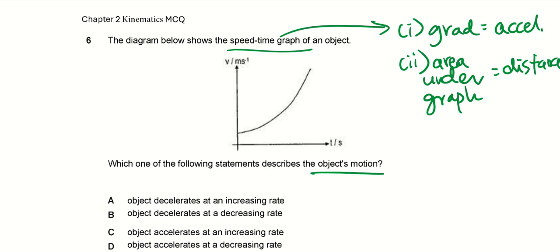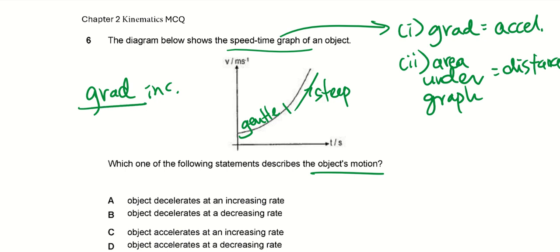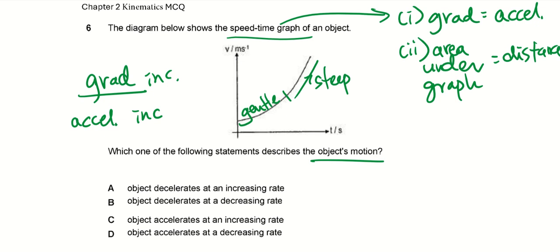Okay, first let us take a look at the gradient. It is from gentle to steep. That means the gradient increases. What does the gradient represent? Gradient represents acceleration. So the acceleration increases. That means it is accelerating at an increasing rate.